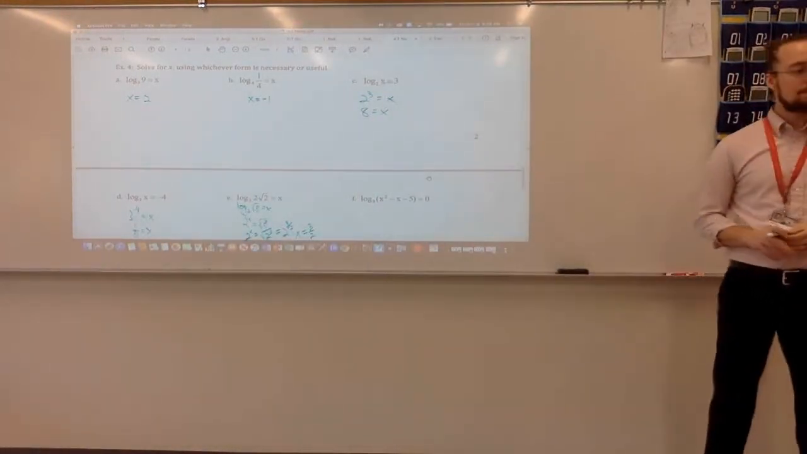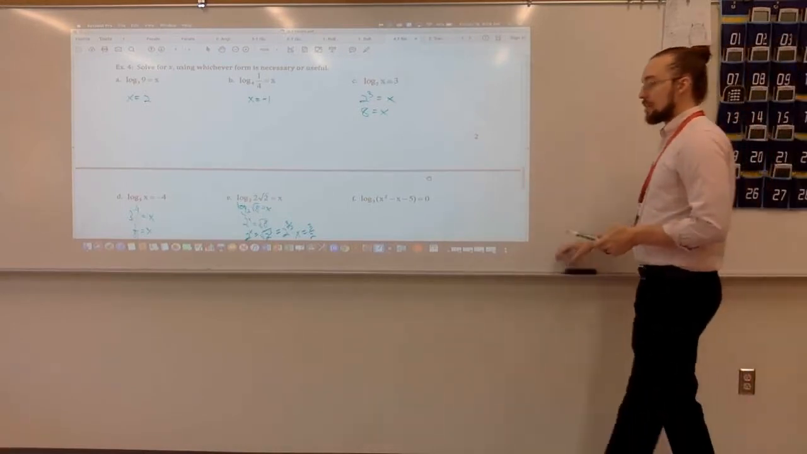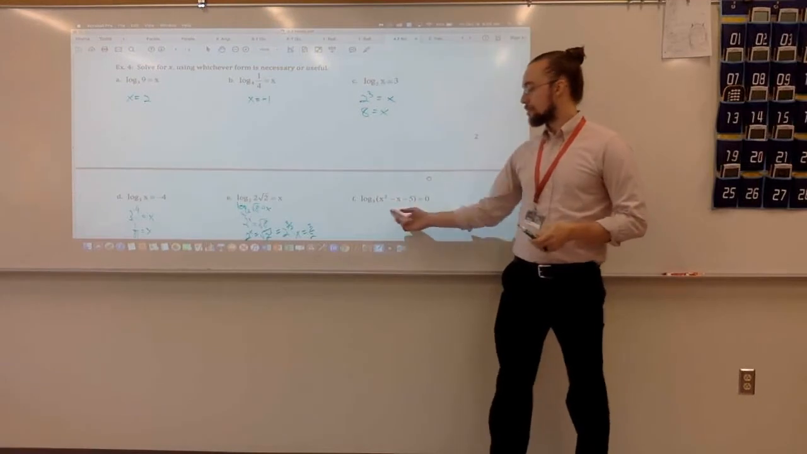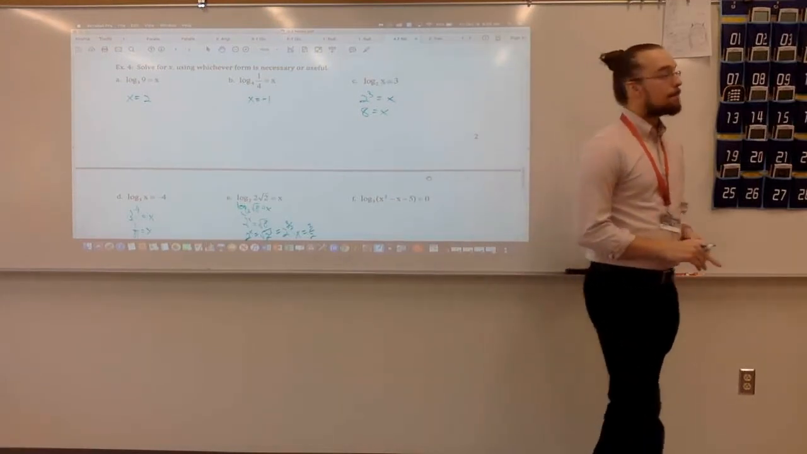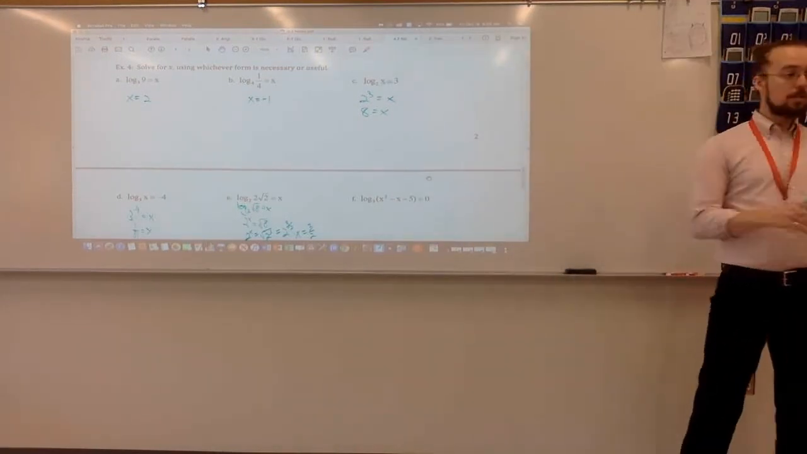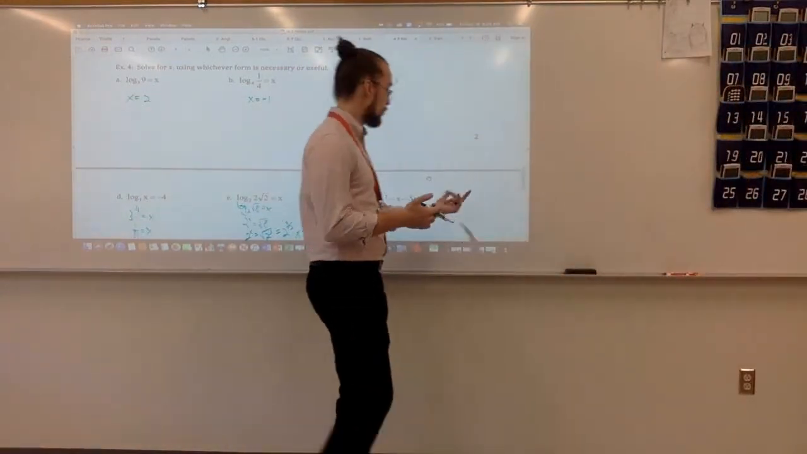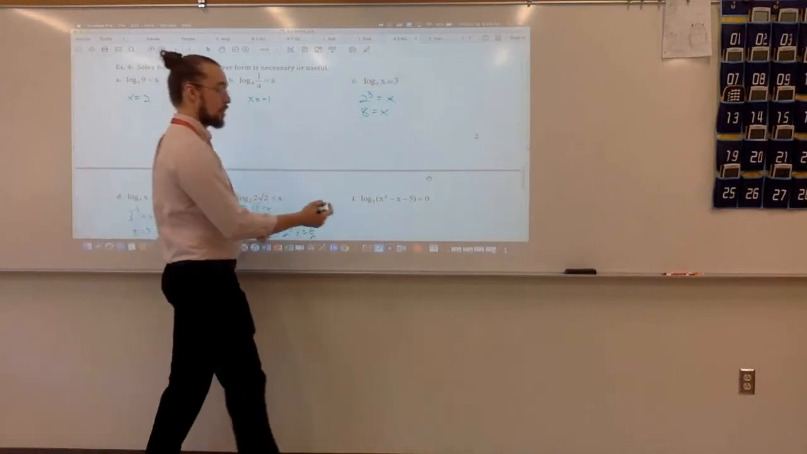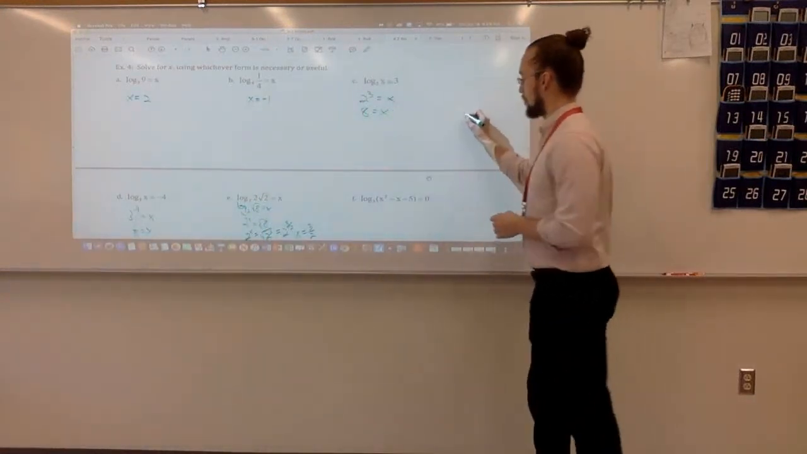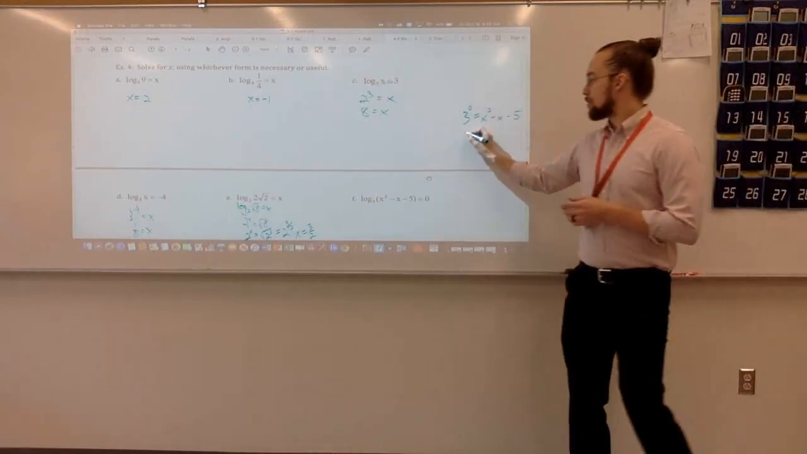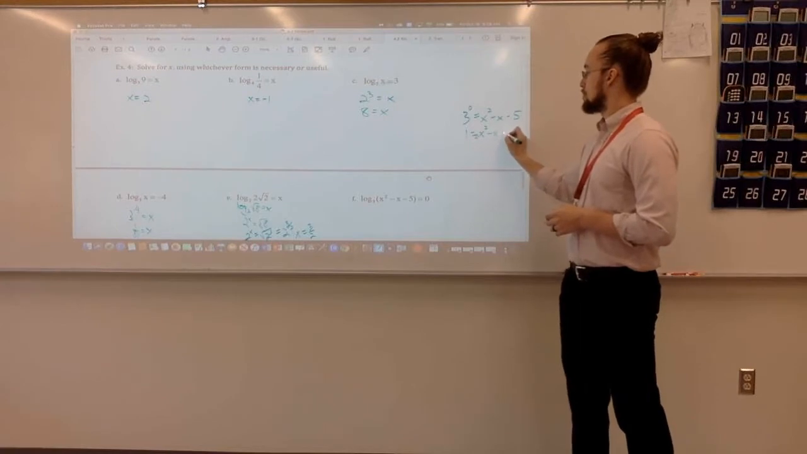Wait, so is this next one 3 halves? This next one has a whole expression inside of here. It's not an equation, it's still an expression. So how would I solve something like this? I want to start by rewriting this as an exponential. So 3 to the 0 equals, what's 3 to the 0? 1. 1 equals x squared minus x minus 5.